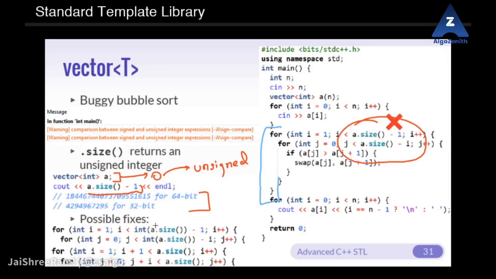So it's a good practice to keep a.size() typecasted to integers, or you don't even subtract anything from a.size(). That's the best way you can code. Okay, so make sure you check these when you're coding, or else you might find bugs in your code, right?